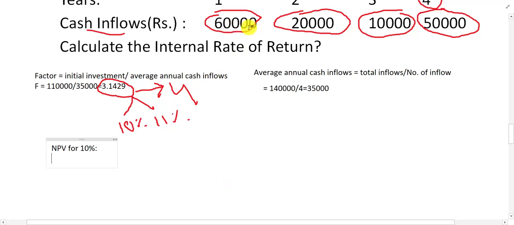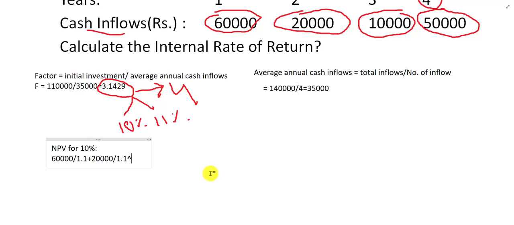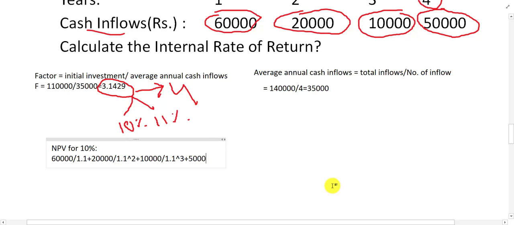Let us first find out for 10%. Let us see how much the inflow was for the first year. Do not take 35,000 for the next 4 years; you have to take these amounts as inflows. Inflow for year 1 is 60,000, divided by 1.1, since we take the cost of capital in this example as 10%. Plus the inflow for the next year, 20,000, divided by 1.1 to the power of 2, plus 10,000 divided by 1.1 to the power of 3, and for the last year, 50,000 divided by 1.1 to the power of 4.